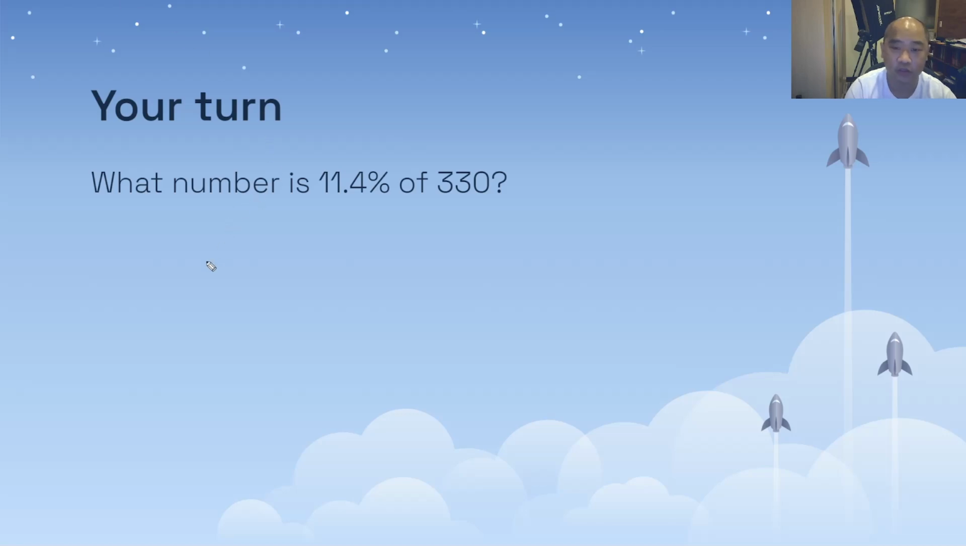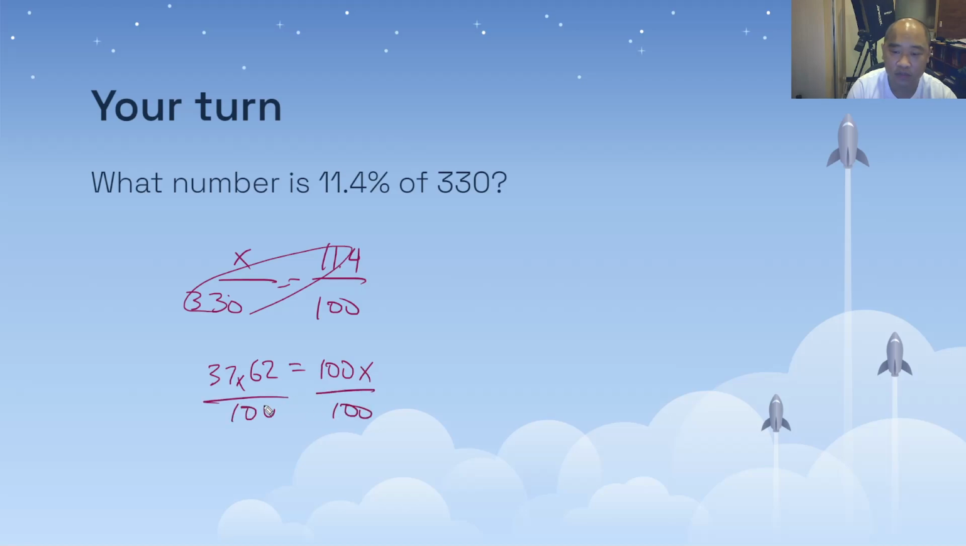Okay, your turn. What number is 11.4% of 330? So 11.4 times 330 is 3762. There's not a decimal point there. Equals 100x. Divide both sides by 100. Now we have 37.62.